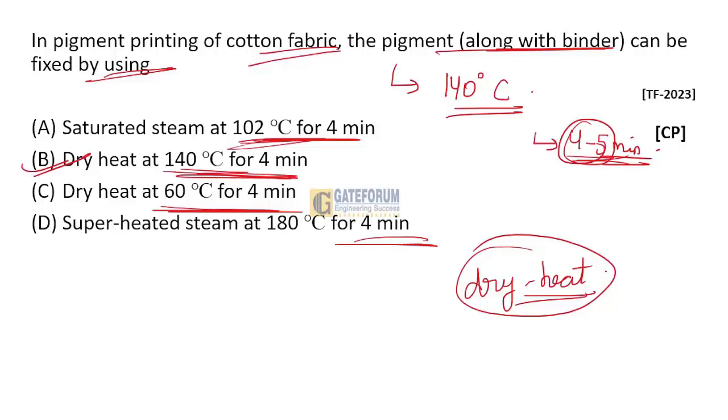So the correct option is option number B, dry heat at 140 degrees Celsius for 4 minutes. So option B is the correct option.